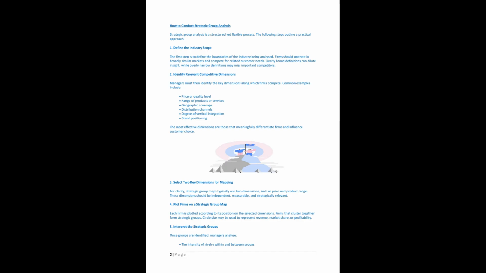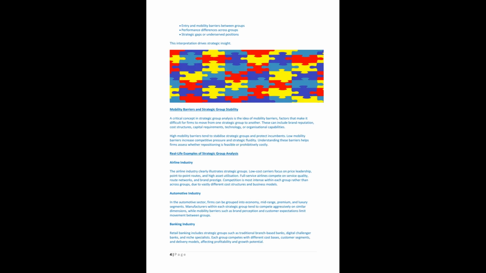After that, plot each firm on a strategic group map based on their position along these dimensions. Clusters of firms indicate strategic groups, and circle size can represent factors such as revenue or market share. Finally, once the groups are defined, analyze them by assessing the intensity of rivalry both within and between these groups to gain insights into the competitive dynamics of the industry.